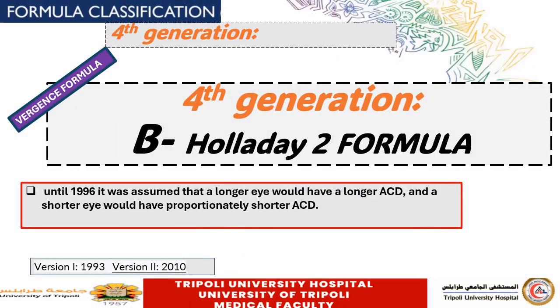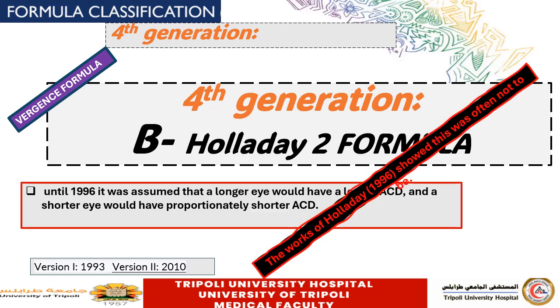Now we come to the second type of the fourth generation formulae, that's the Holladay 2, as we have finished the third generation. We mentioned that the Holladay 1 belonged to the third generation formulae. Now we will speak about the upgrade of the Holladay 1, that's the Holladay 2, which belongs to the fourth generation formulae.